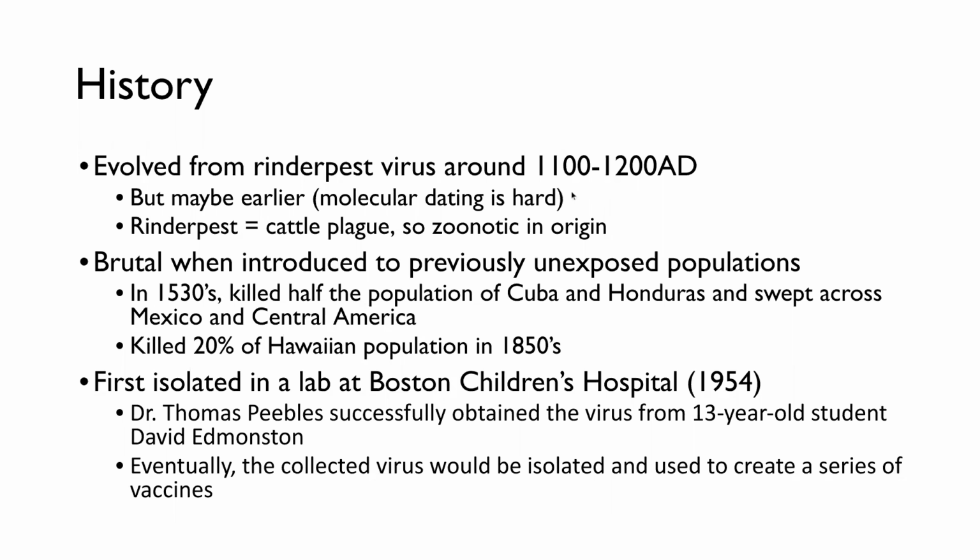Now, measles has this history in modern times as being a relatively mild virus, but it is an absolutely brutal virus when it's introduced to a brand new region. And just to illustrate what I mean by this, in the 1530s, it actually killed half the population of Cuba and Honduras, and then eventually swept across Mexico and Central America when it first got there. And when it reached Hawaii in the 1850s, it killed 20% of the Hawaiian population. So this is not a mild virus as it's made out to be.